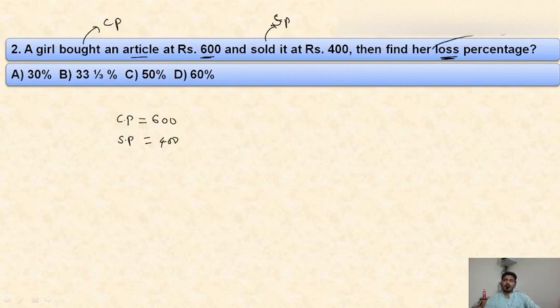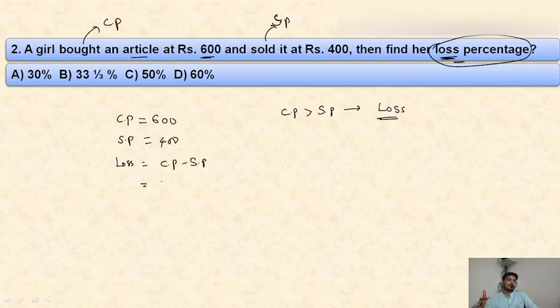In the question, he directly mentioned to find the loss percentage. Why is he mentioning the loss percentage? Here cost price is greater than the selling price. I already told that when cost price is greater than the selling price, then you definitely get a loss in the transaction here. So what is the loss here? Loss will be equals to cost price minus the selling price. That will be equals to 600 minus 400. That will be equals to 200 here. So here I am getting a loss of 200.